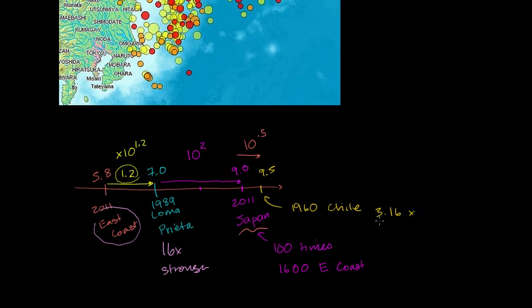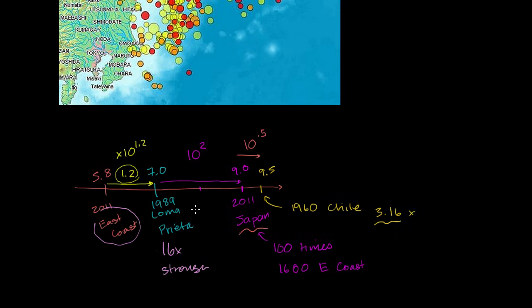And if you want to compare it to the East Coast earthquake, this would be about 5,000 times stronger. So massive, massive earthquake. So one, hopefully that gives you a sense of what the Richter scale is all about, and also gives you a sense of how massive some of these supermassive earthquakes are.